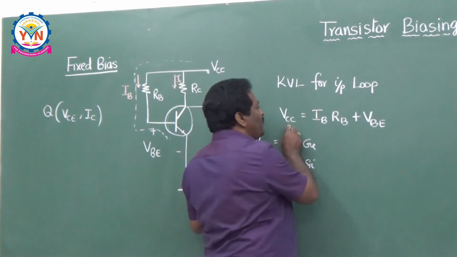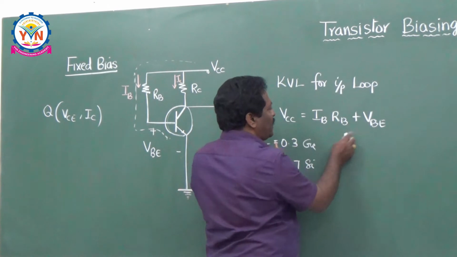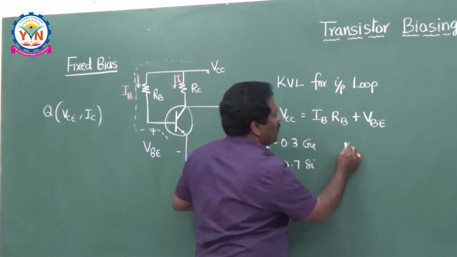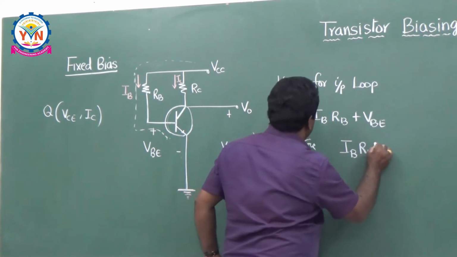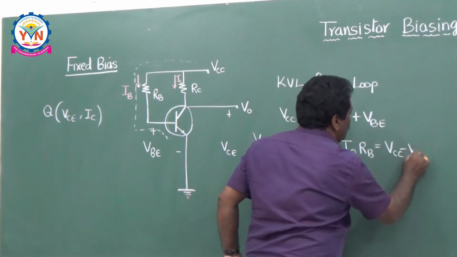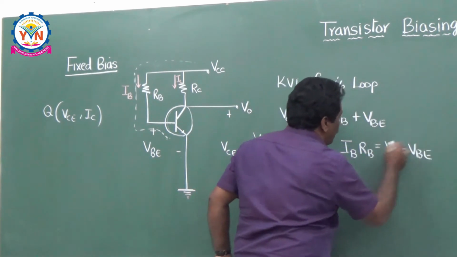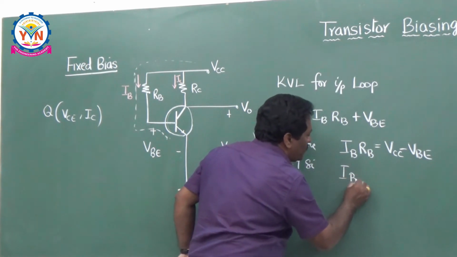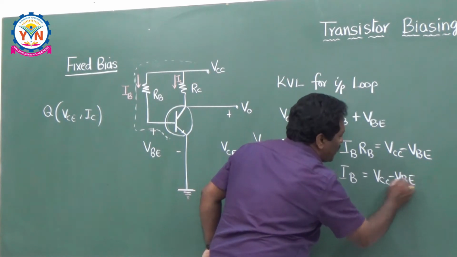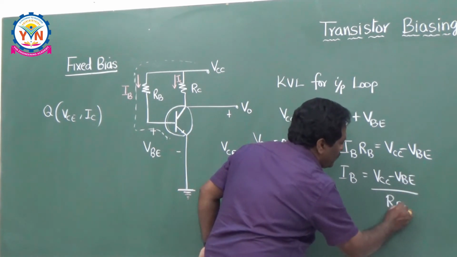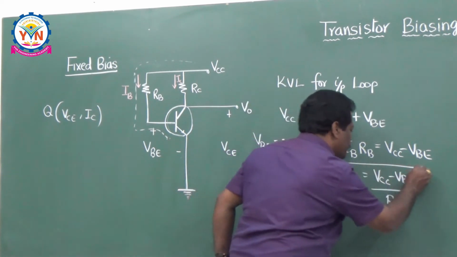Now, if you write here VCC is equal to IBRB plus VBE, I want to write what is IB here. So, IBRB is equal to VCC minus VBE. Then what is IB here? IB is equal to VCC minus VBE divided by RB. This is the base current IB.